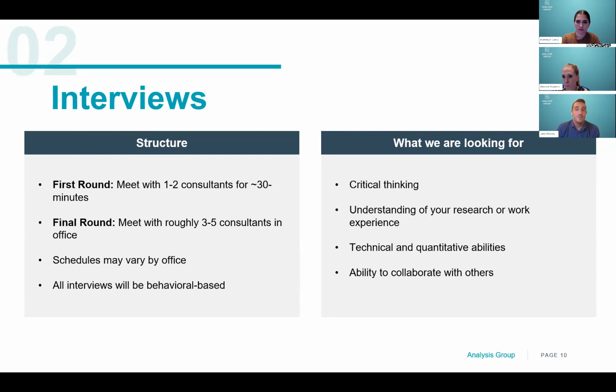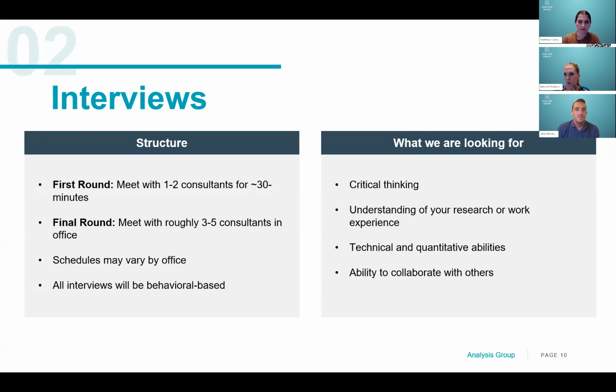We are going to be looking for candidates who are strong communicators. Again, they're strong team players. They have strong leadership skills and really express an interest in learning more about economic consulting at AG. These are all items that you can highlight in your cover letter and also really emphasize if you were to move forward with a first round interview or ultimately a final round interview.